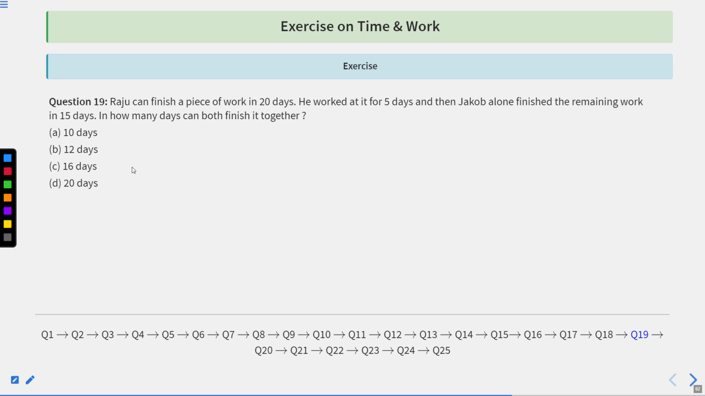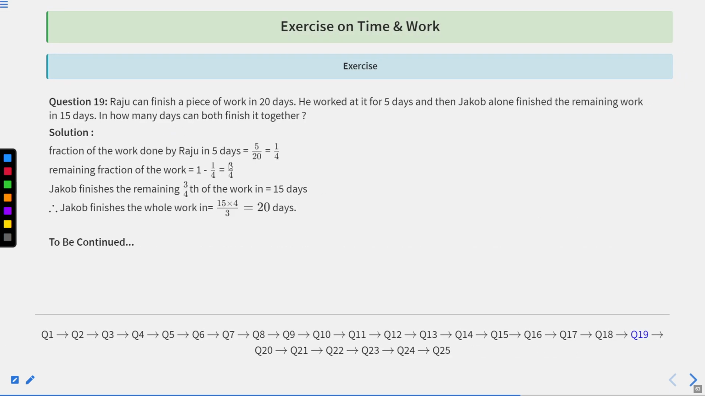Now, question number 19. Raju can finish a piece of work in 20 days. He worked at it for 5 days, and then Jacob alone finished the remaining work in 15 days. In how many days can both finish it together?